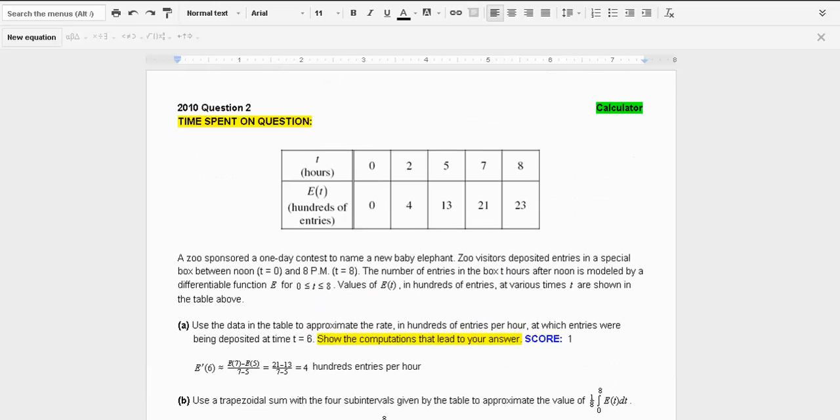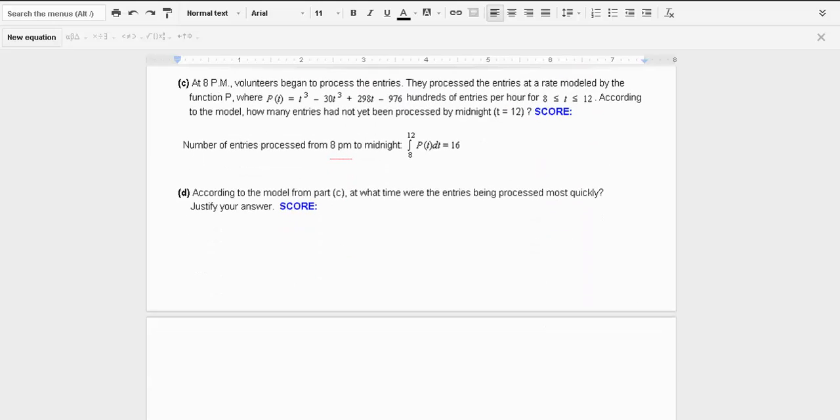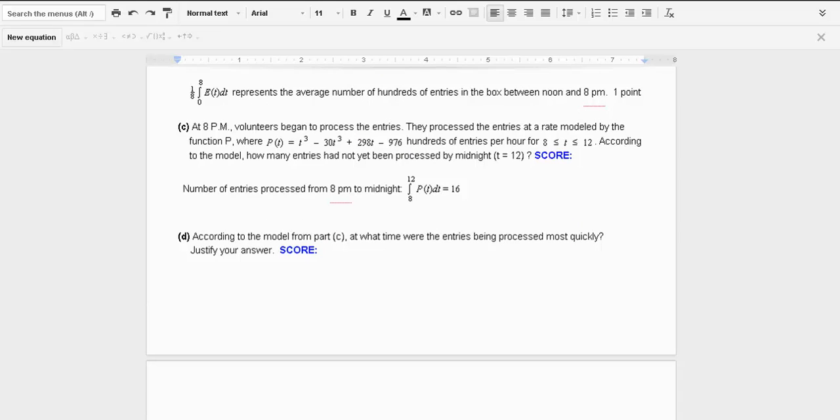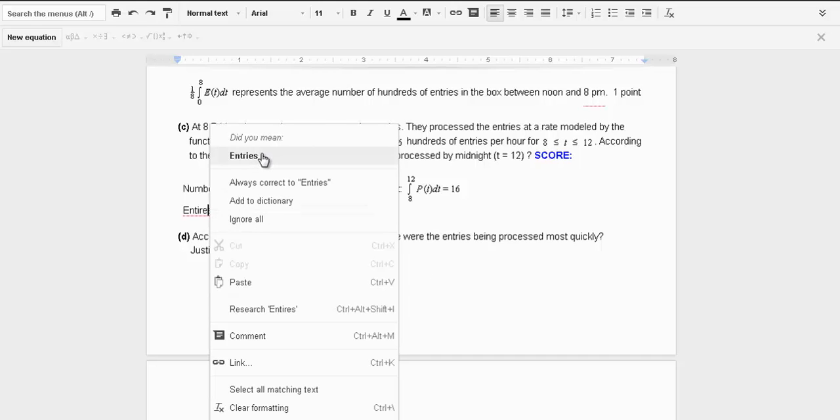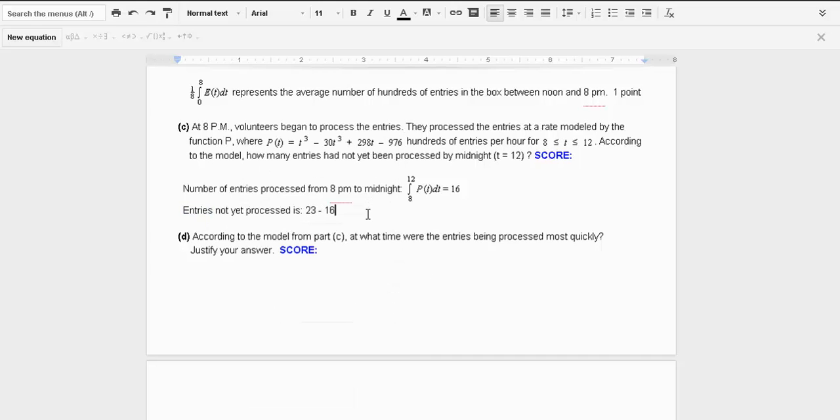So if you look back at the table, in the box you had 23 entries total. So entries not yet processed is going to be 23 that you have in the box minus 16 which are processed, so it's 7, and it's not 7 entries, it's 700 entries. Now this question is worth 2 points. 1 point was for the setup of the integral right here, and then 1 point was for the answer here, and I keep misspelling entries.